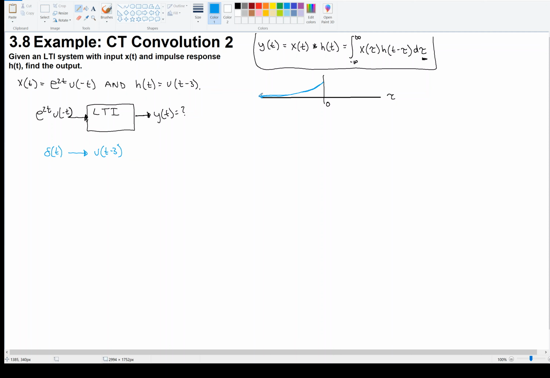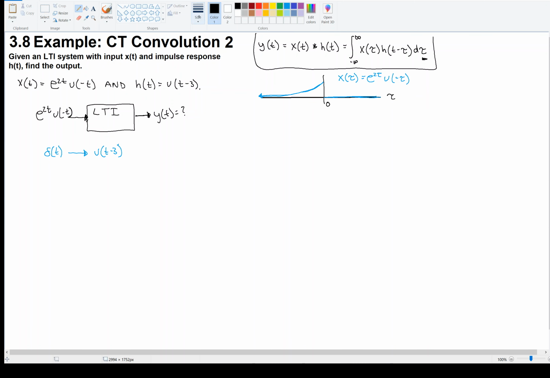Okay, this goes on forever. It never gets to 0. And then this is 0 over here. This is x of tau equals e to the 2 tau u of minus tau. Oh, that's not right. U of minus tau.